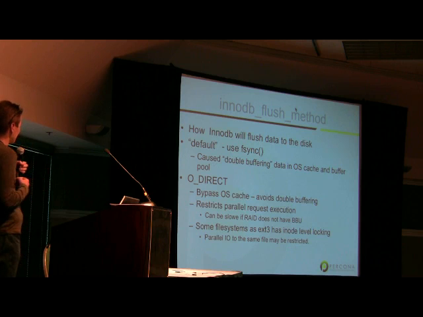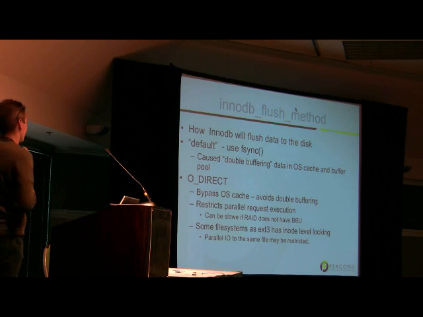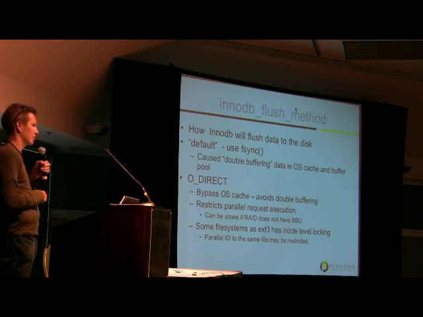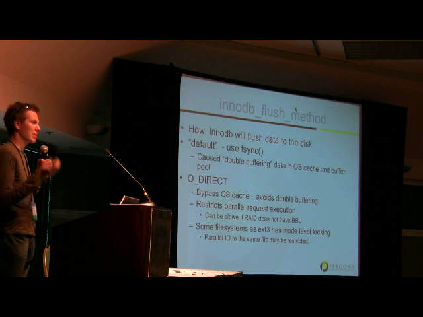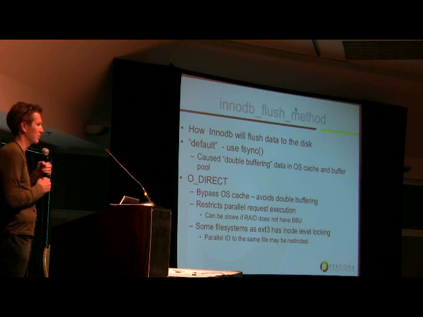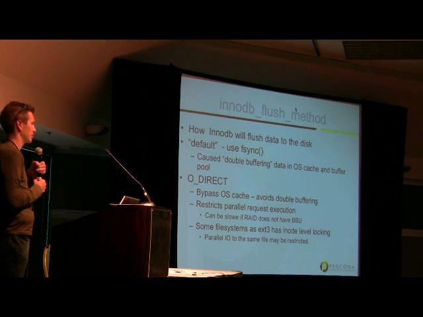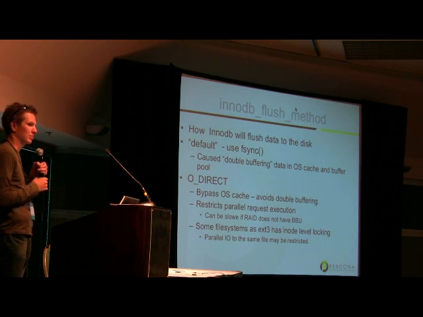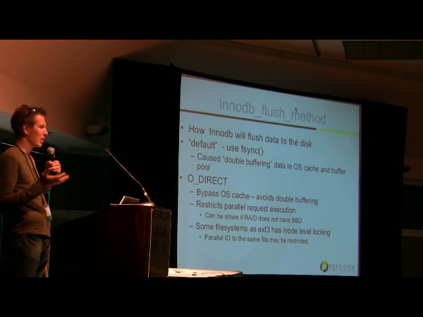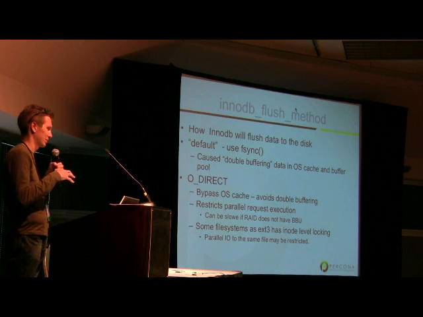Now, another useful option, I would say, is O_DIRECT. In this case, it says, hey, bypass operating system caches, both for reads and for writes. And this is very helpful because it allows you to avoid double buffering. Double buffering is not the same as double write, right?